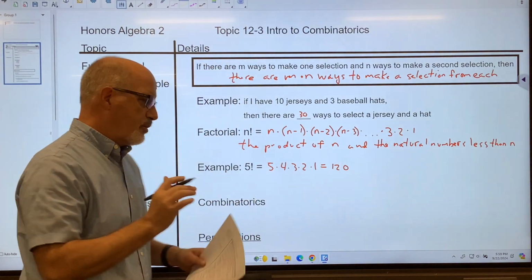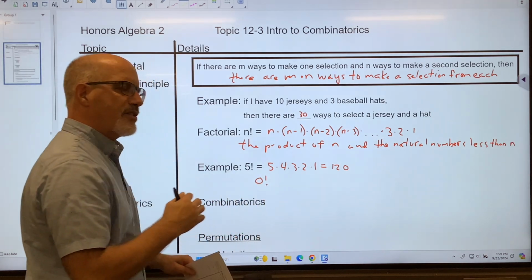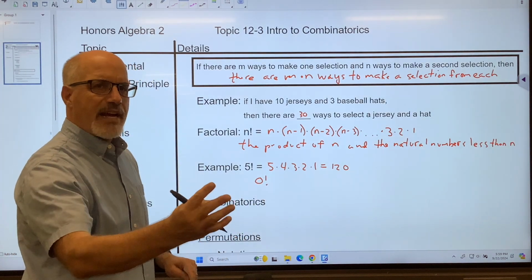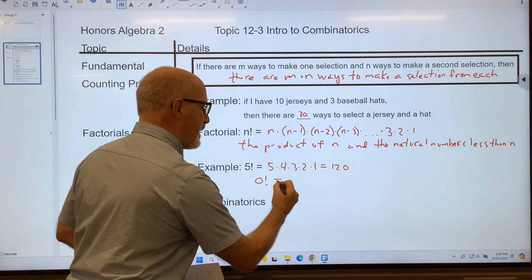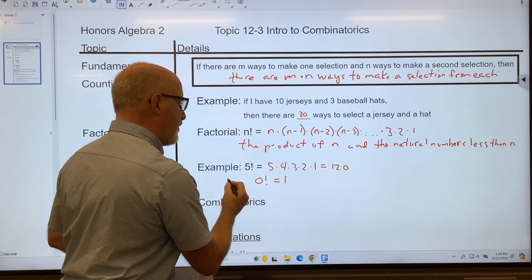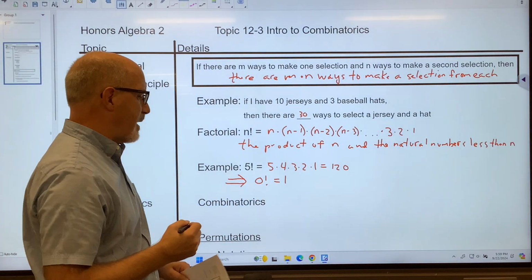Now just a note, if you ever come across 0 factorial, what that means is we've eliminated all the factors. When we eliminate factors, we're still left with 1. So we're going to make this statement that 0 factorial is equal to 1 if you come across that.